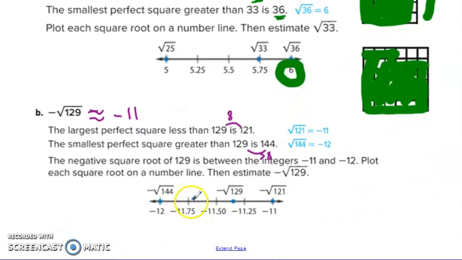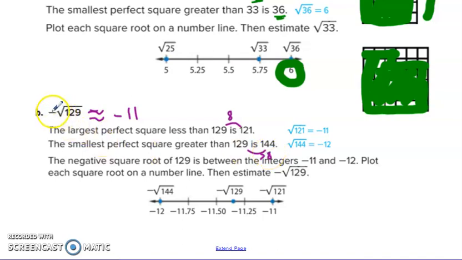Okay, and so they were nice enough to give us a number line here. So maybe you can look at these numbers and think which one is closest to this and figure out how far away it is. That's fine. That's great. But maybe you need to visualize a little bit more, and that's okay.